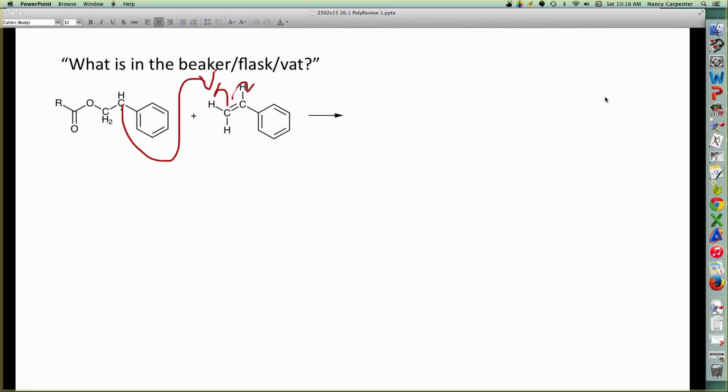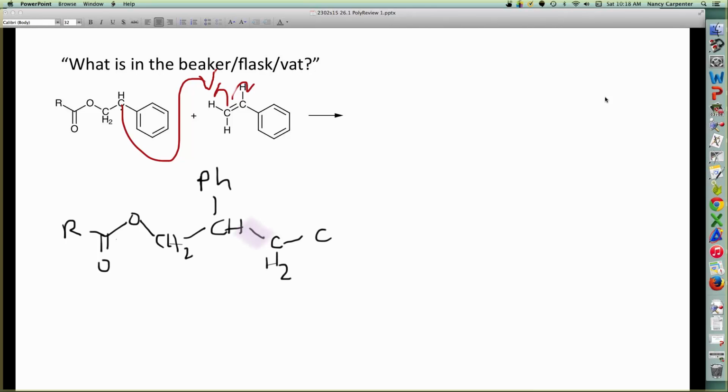Same as before. So now we've got this guy, and I'm going to put my phenyl group up. I am making a new carbon-carbon bond right there. I'm making the same old radical intermediate that I made before. And what do you think that's going to do? I'll give you a hint. It's going to find whatever is in the beaker or flask or vat. And so on and so on.